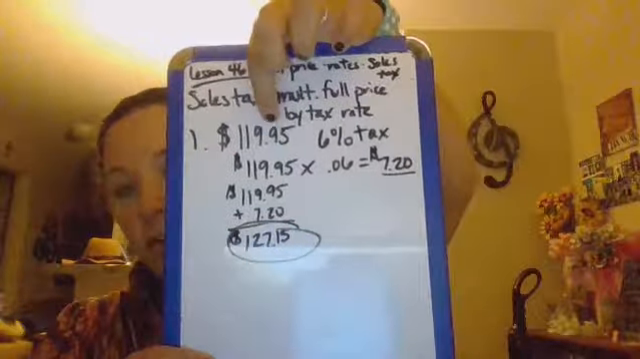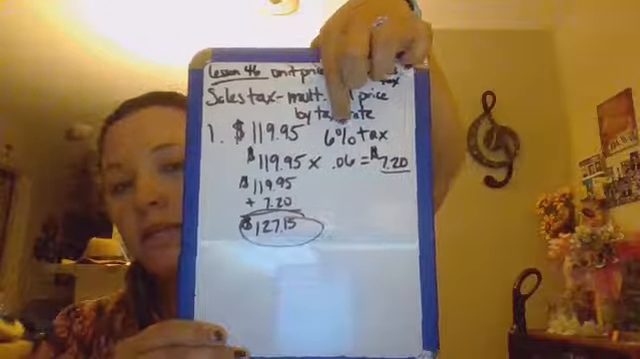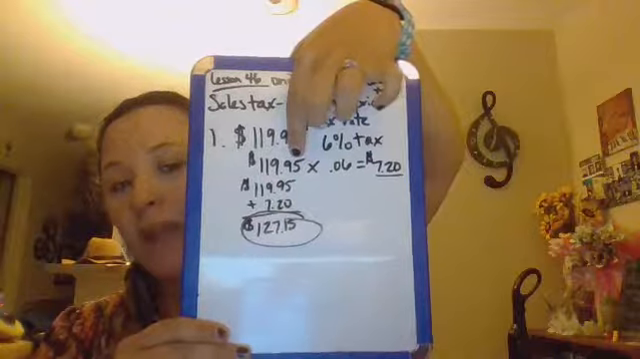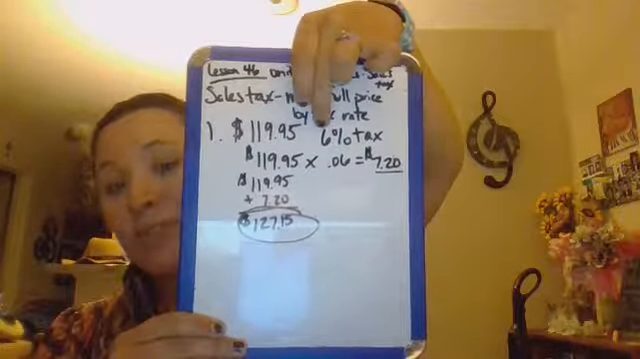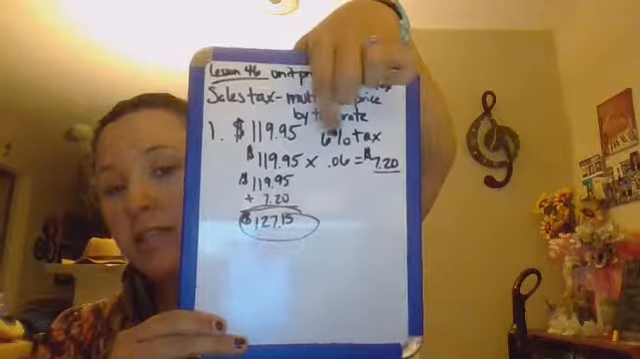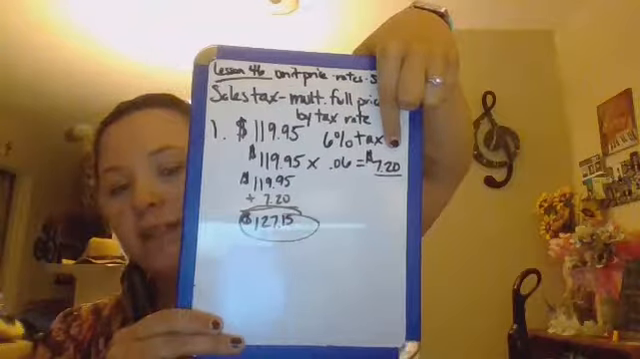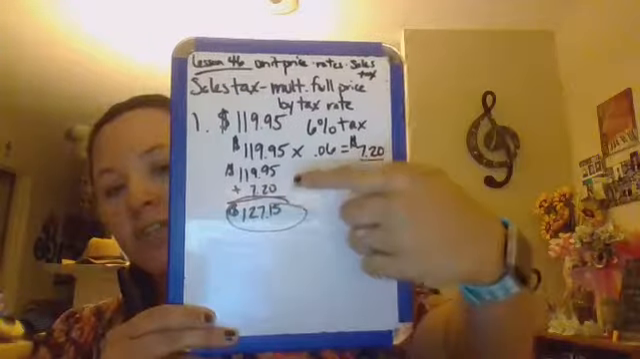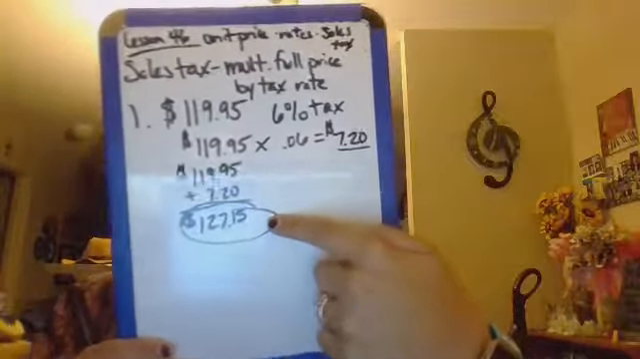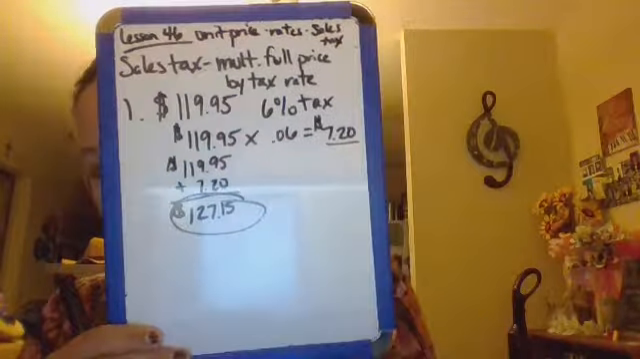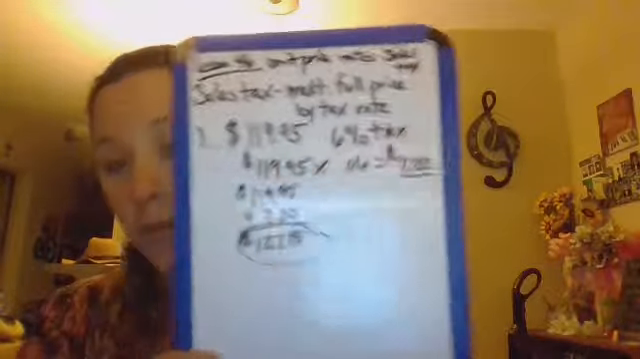So the ticket says $119.95. We know tax is 6%. So we multiply the 119.95 by 0.06, because 6% is actually 6 over 100. So the decimal form is 0.06. We get $7.20. We add our tax to our ticketed price to get $127.15. And we're going to try one more.